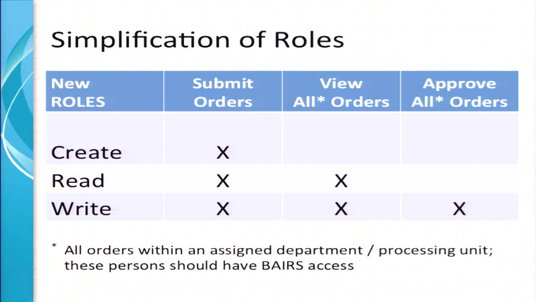The first role is someone that can create the order. Of course, if you create the order, you'll be able to see your own order, and you'll be able to submit it, but you will not be able to approve the order yourself. Someone who has read access will be able to create an order, submit it to their manager for approval, and also view things like funding changes or all the orders, rather the services, that are within your department.